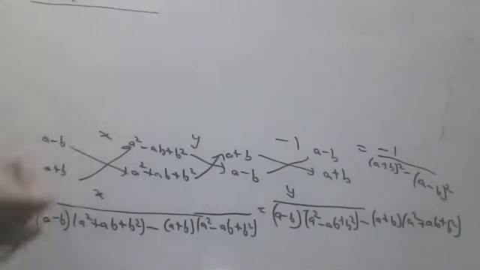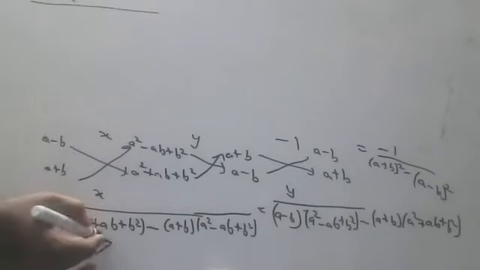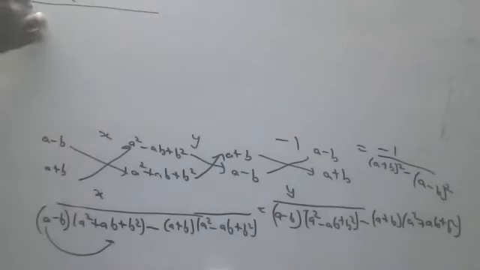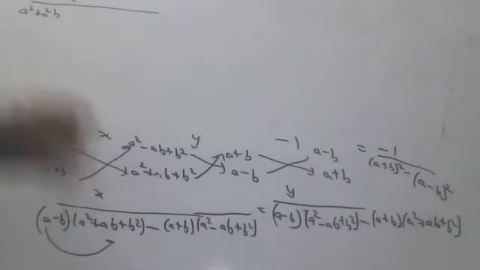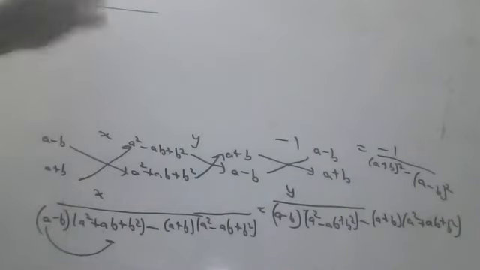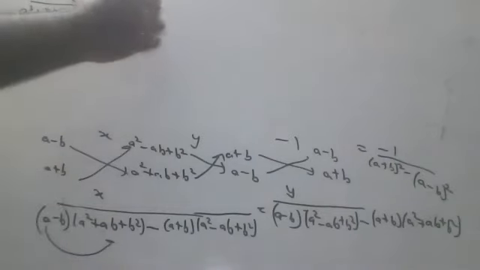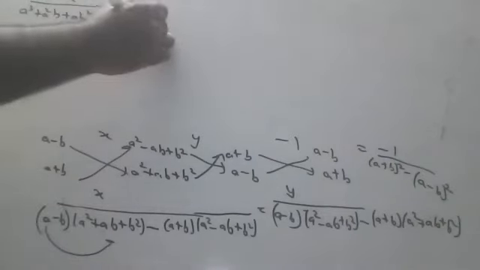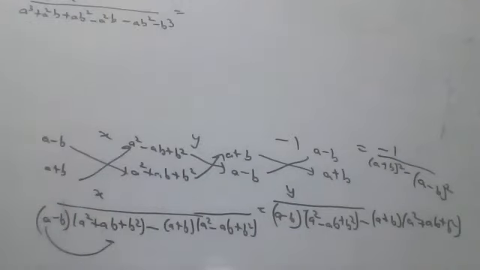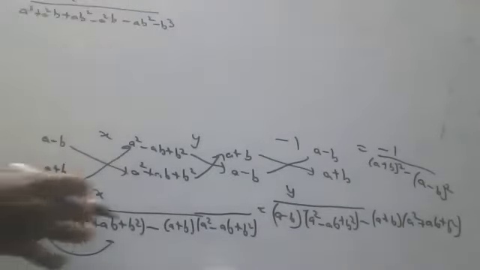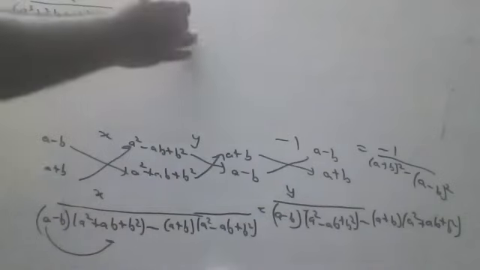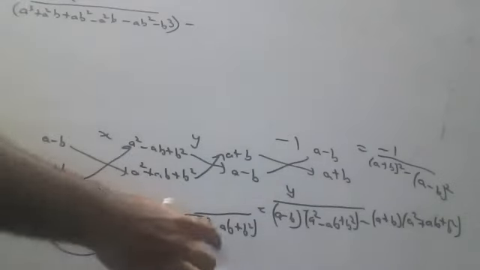So children, individually, with a first I'll multiply: a into a² is a³, a into ab is a²b, a into b² is ab². a is over. Now minus b. Minus b into a² is minus a²b. Minus b into ab is minus ab². Minus b into b² is minus b³. This is over, children. Oh, sorry, this is only (a - b) is over. In the minus part, again you should do with this, children.